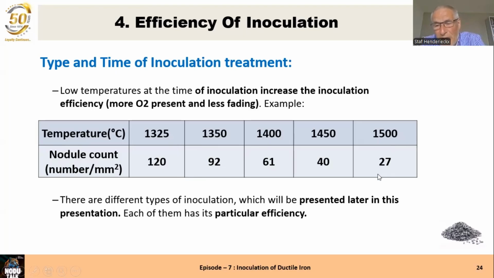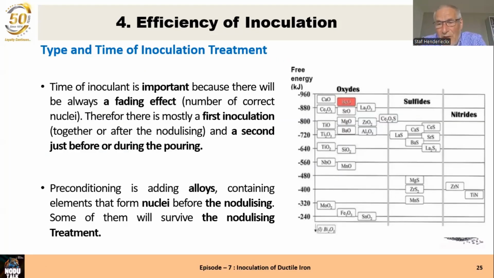Now, no one will inoculate at 1500. I agree with that. But it's a matter of showing you that please pay attention. The temperature is very, very important. That graph here at the right side, you should always keep in your mind. Why? Because of the fading effect that we will have for each inoculation, even nodulizing, but also the inoculation is there. What is fading? Fading comes partly because later the oxides and the sulfides will float up.